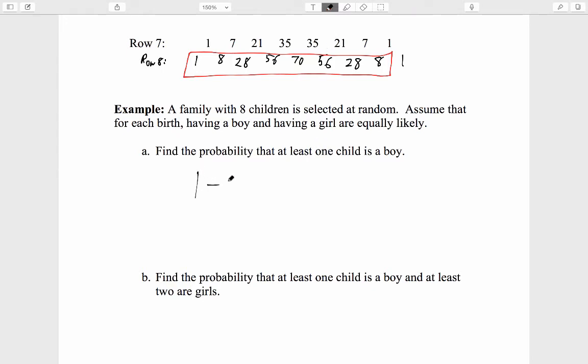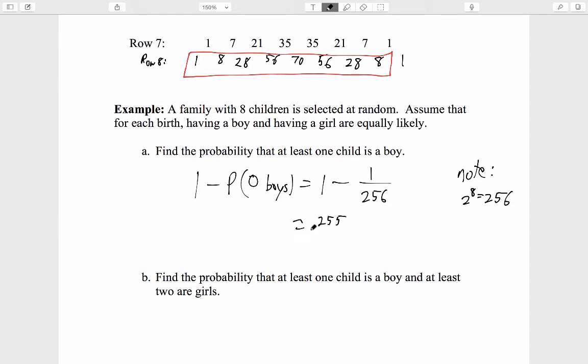The easiest way to think about it is as 1 minus the probability of the complementary event, 0 boys, which is 1 minus 1 over 256. Where did I get 256 from? Because 2 to the 8 is the total number of distinct possible outcomes in the experiment. Thus, 1 over 256 is the probability of no boys at all. 1 minus the probability of 0 boys equals the probability of at least one boy. So that is 255 divided by 256.